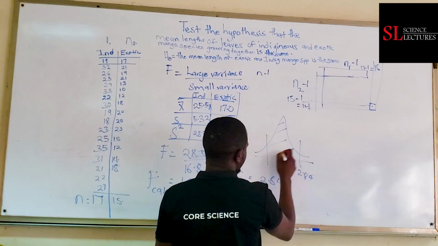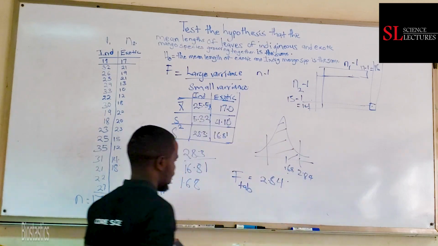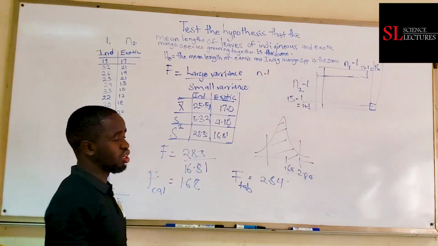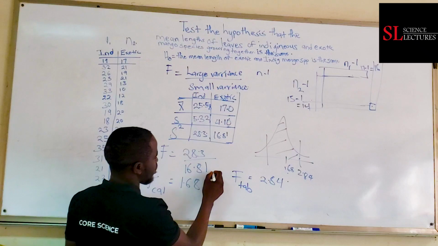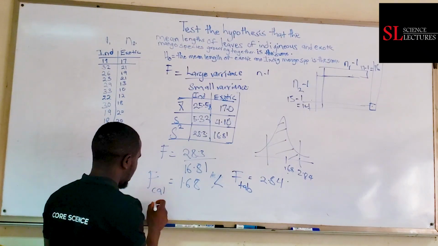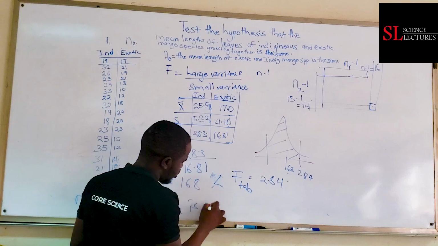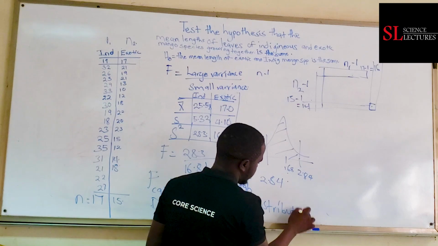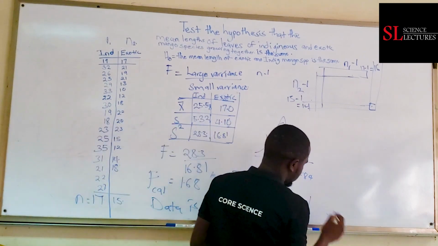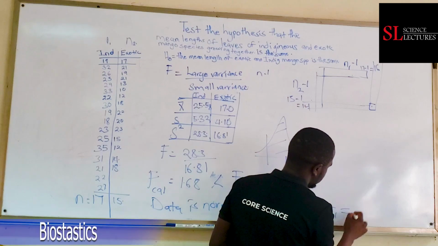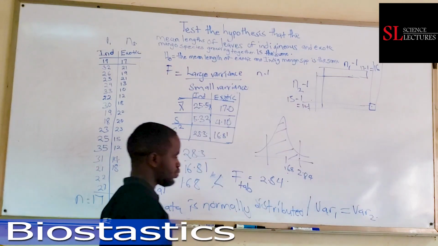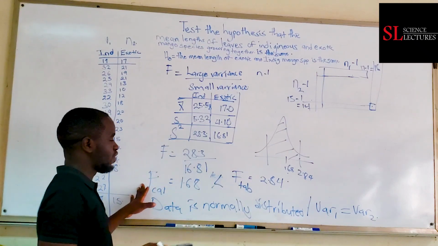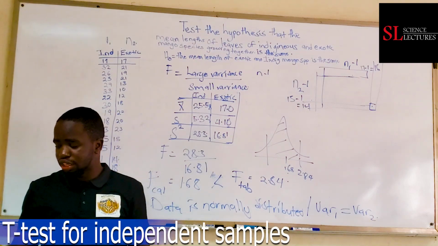As long as anything falls here, you accept the null hypothesis. The F test tests for homogeneity of variance or normality of data. So whenever you accept the null hypothesis, that means our data is normally distributed, which is the same as variance 1 is equal to variance 2. That is basically what it means. However, you can do a test and your F tab is less than the F cal. There are things that you do there that we shall be seeing later.